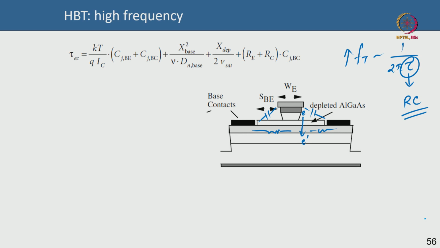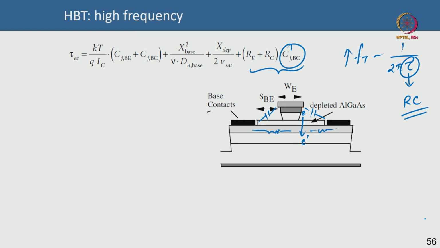So, you can see that there are different components of delays of course. If you look at the expression, we can go one by one. So, this is your base collector capacitance charging delay. This term represents your base collector junction capacitance or depletion capacitance, because your base and collector is reverse biased.